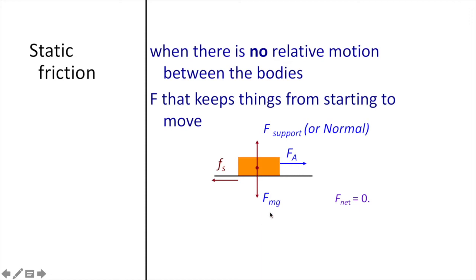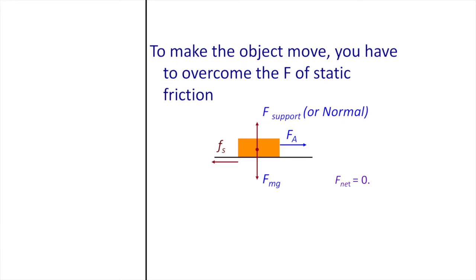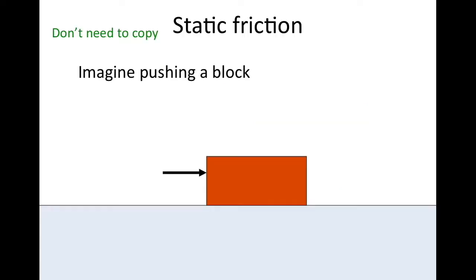We also do have the force of gravity acting on the box, and in its opposition, the support force, also known as the normal force or the force of reaction. Because all the arrows, all the vectors are equal, we have a net force of 0. The box is not moving. To make the object move, you have to overcome the force of static friction. And so you have to continue to push this box or pull this box. You must apply some force that will then eventually overcome the amount of static friction that this object is experiencing.